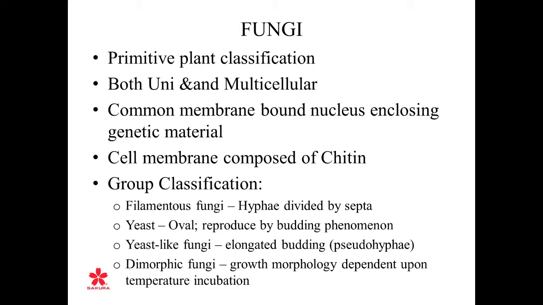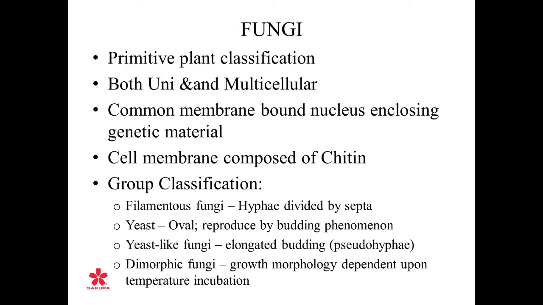The fungi are classified into 4 major classifications. You have filamentous fungi, whose morphology shows hyphae separated by septae, which I'll show you a picture of in a minute. They also grow in anastomosis, where they branch off like a tree branch. Another group is called the yeast, which are oval in morphology and are produced by a budding phenomenon. I'll discuss the budding phenomenon, which is very interesting, in a few minutes.